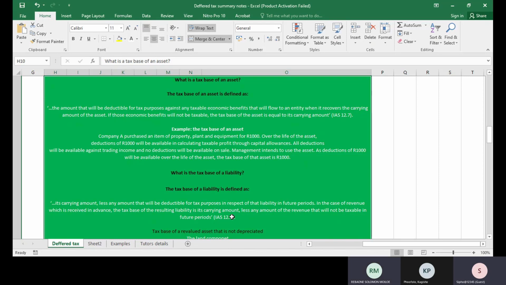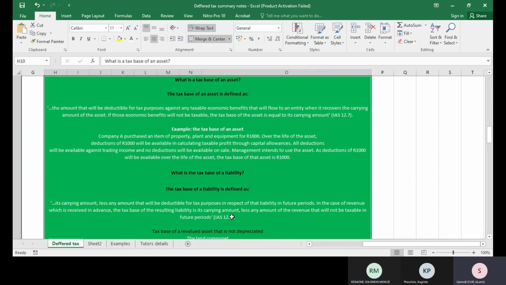So now it says less any amount of revenue that will not be taxable. The question that I'm asking you is, which amount is not going to be taxable in future? Remember, the 10,000 is being taxed now, and SARS can't tax you twice. So of the same revenue, which amount is not going to be taxable in the future period? I've already given you an answer. There's no amount that will be taxed in the future period.